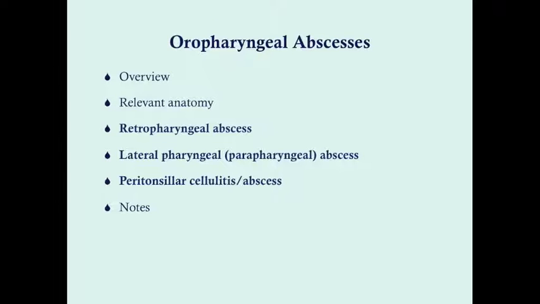Okay, so we'll do a quick overview, and then we'll talk about the relevant anatomy. That's going to be really important, not only for diagnosing this and differentiating them from one another, but also for understanding where these spaces are and what other structures are in that area. We'll talk about the retropharyngeal abscess, the lateral pharyngeal abscess, which is also called the parapharyngeal abscess, and then we'll also talk about the peritonsillar cellulitis or abscess, and then we'll do some quick notes, and I'll also bring up something called Lemierre syndrome, which is typically a complication of lateral pharyngeal abscess or peritonsillar abscess.